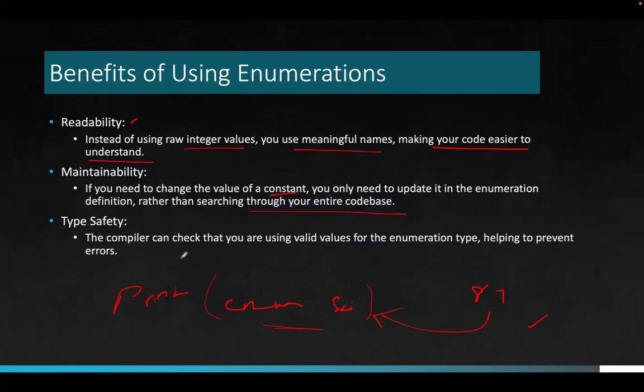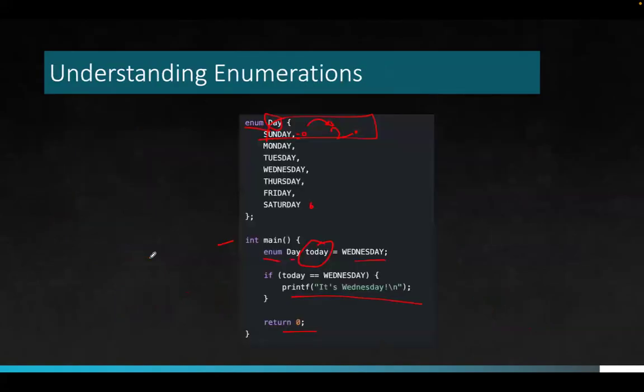Next, safety as well. The compiler can check whether you are using valid values for the enum type or not. If you are not using valid values for the enum type, it will help you prevent errors. It will throw an error, obviously. These are the benefits of enums. If you use the right enum in your code definition, you can save your time, save your memory and allocations, and make your code versatile as well.